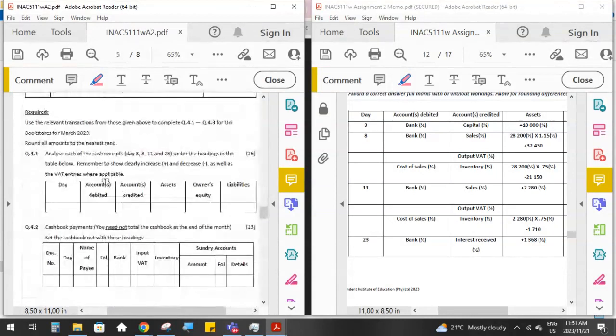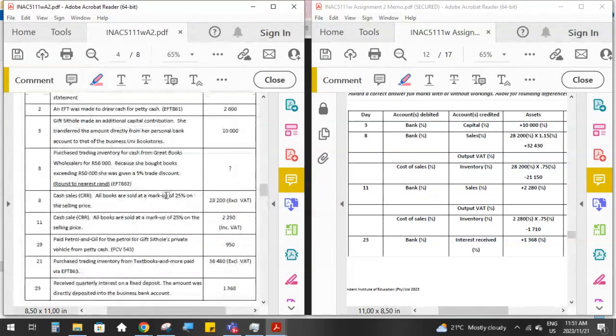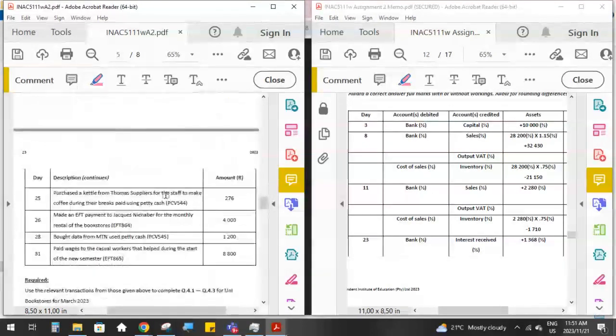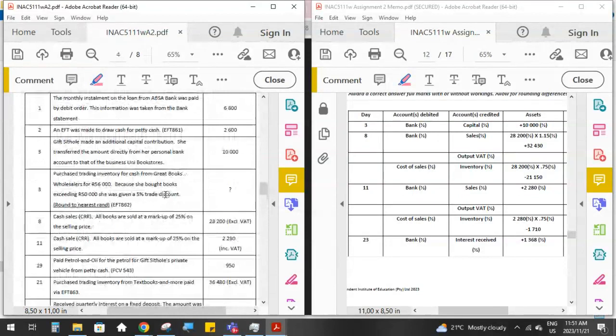So what did they ask us? We go down to the required 4.1, analyze each of the cash receipts. And guys, they gave you the dates, the 3rd, the 8th, the 11th, and the 23rd. But they said only the cash receipts on those dates. And then we had to fill in the cash book receipts. So we want the transactions for the 3rd, the 8th, the 11th, and the 23rd that belong in the cash book receipts. So on the 3rd, there's 2 transactions.